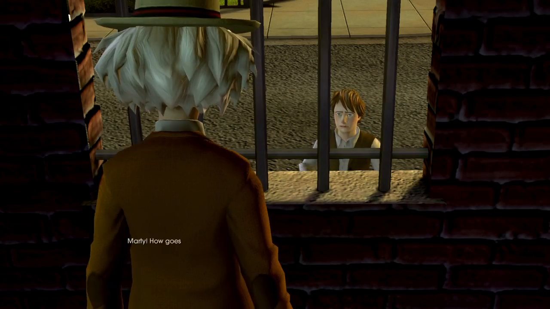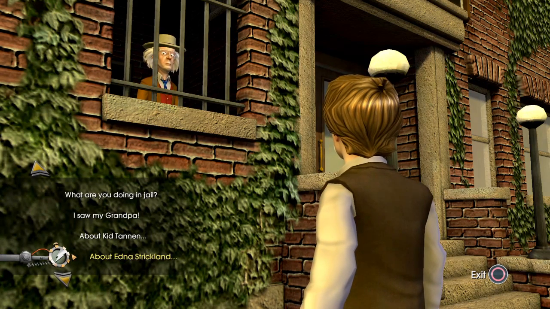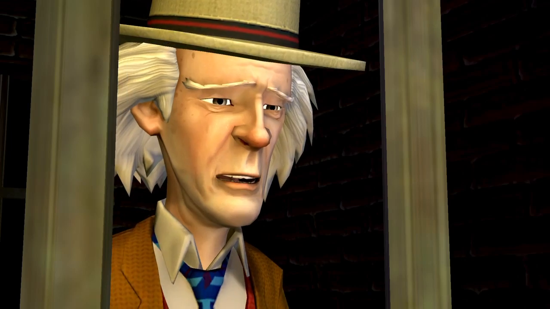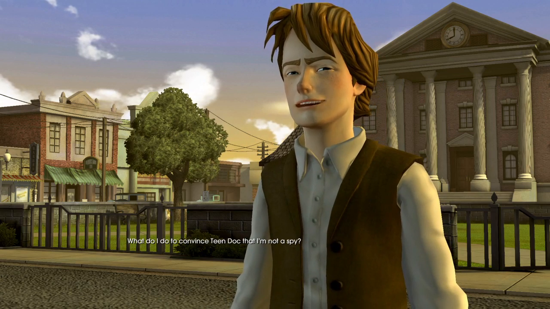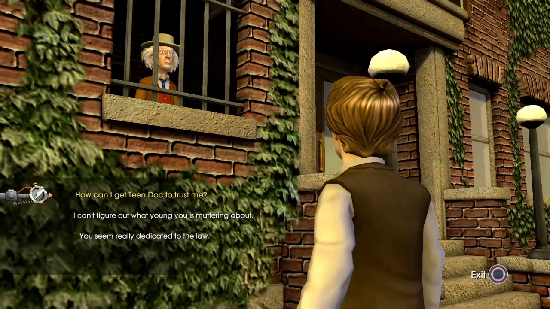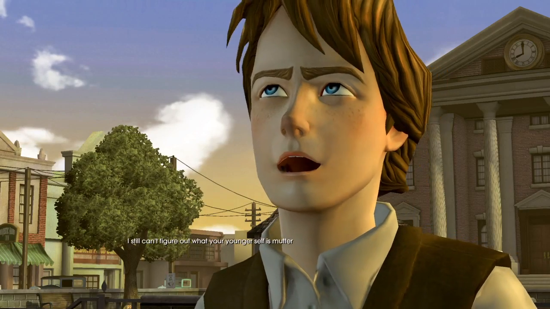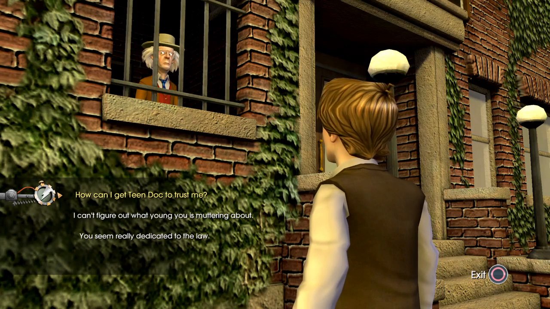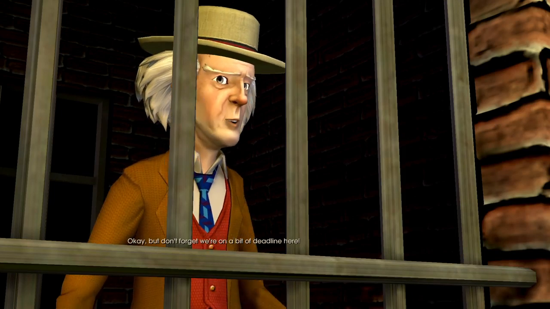Psst, Doc! Marty, how goes the escape plan? I'm still not making any headway with your younger self, Doc. Really? What do I do to convince Team Doc that I'm not a spy? I'm not sure. Maybe if we solve that problem he's working on, he'll be more inclined to trust you. I still can't figure out what your younger self is muttering about. Blast! If only I could hear him myself. Alright, this isn't working. Let's talk about your younger self's problems later. Okay, but don't forget we're on a bit of a deadline here.